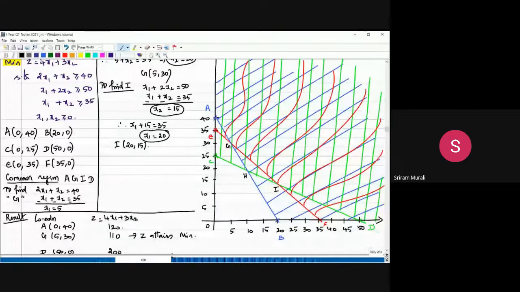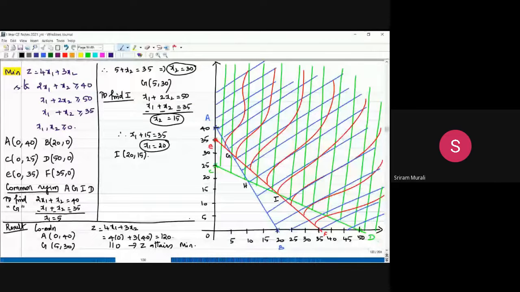Now at A (0, 40), what is your objective? It is 120, because it is equal to 4 into 0 plus 3 into 40. So this is 120. Second case, G, which is (5, 30). At (5, 30), what do we calculate? This is equal to 4 into 5 plus 3 into 30, you get 110.